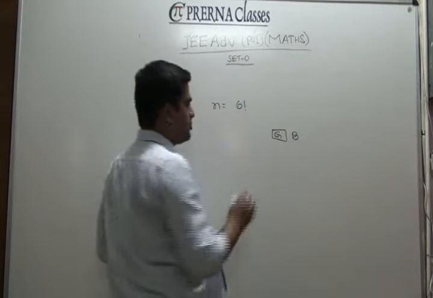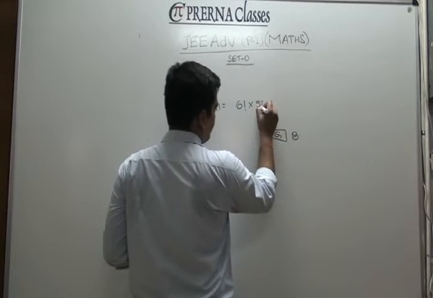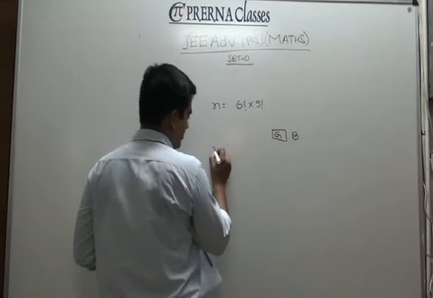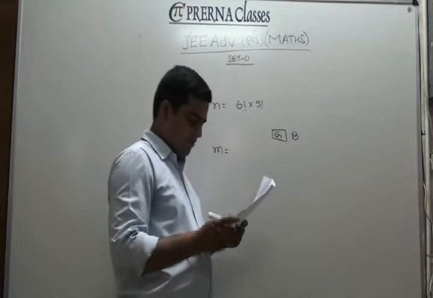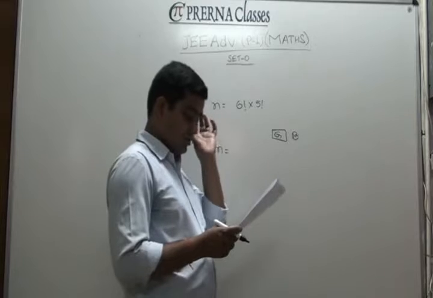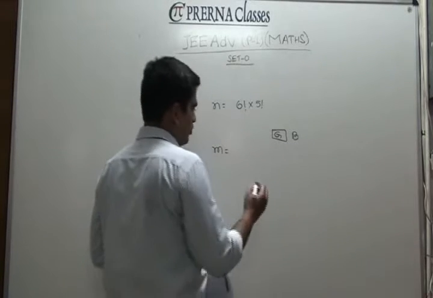Arrangement can be done in this much way, but within that unit, you can arrange those girls among themselves in 5 factorial ways. So this is the value of n, and then you have another quantity which is m, that is the number of ways in which 5 boys, 5 girls can stand in a queue in such a way that exactly 4 girls stand consecutively in a row.